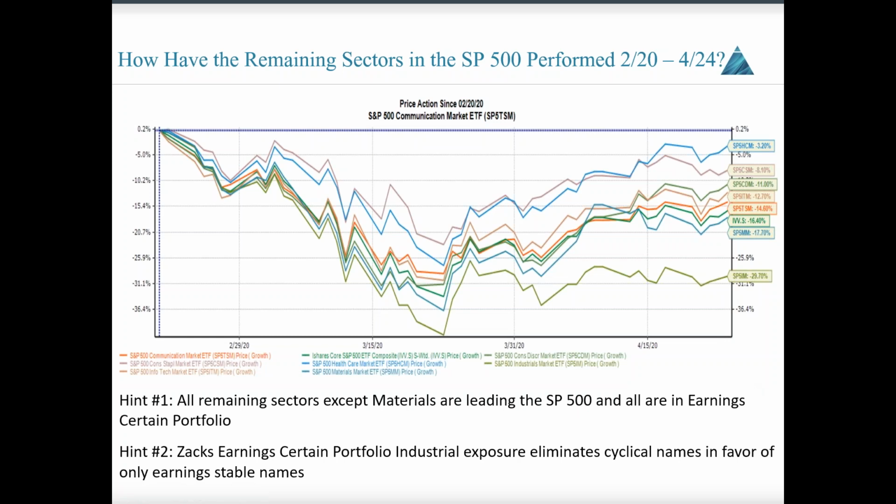How have the remaining sectors in the S&P 500 performed 2/20 to 4/24? We're building on our next tilt strategy here. So the idea is all remaining sectors except materials are leading the S&P 500, and all are in the earnings certain portfolio, okay? If you take a look at the one that's been hurt the most, it's the industrials.